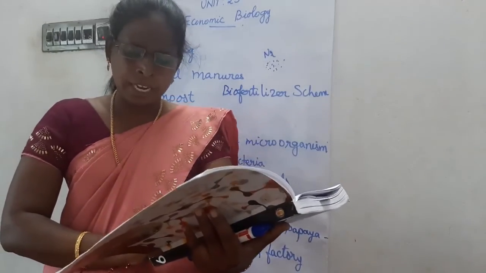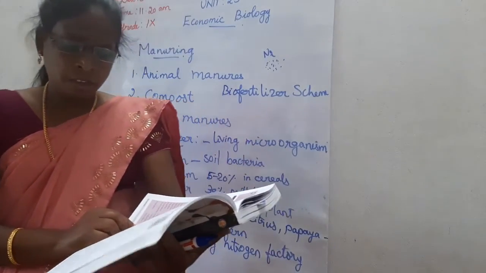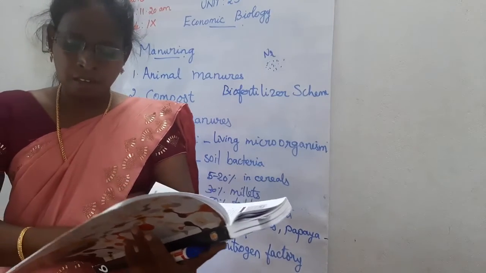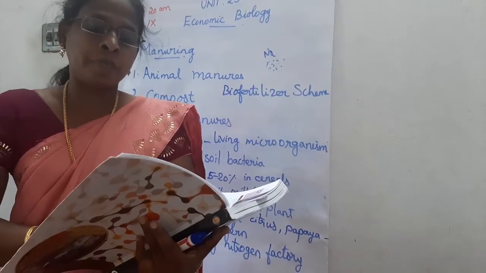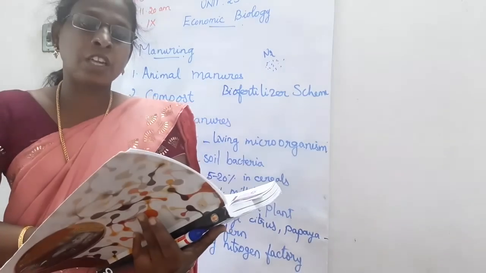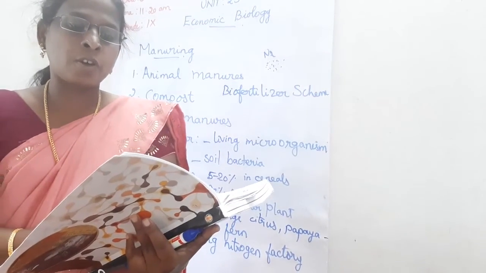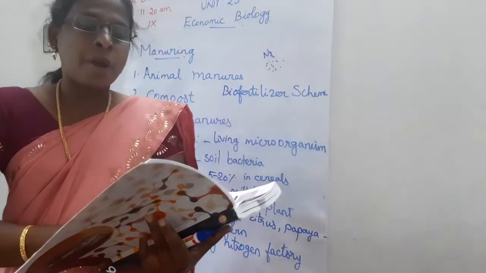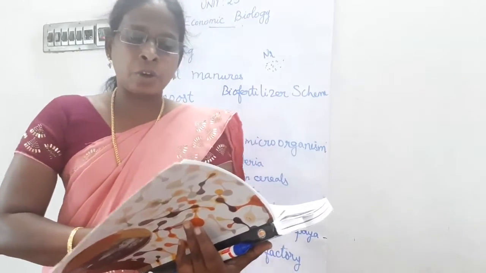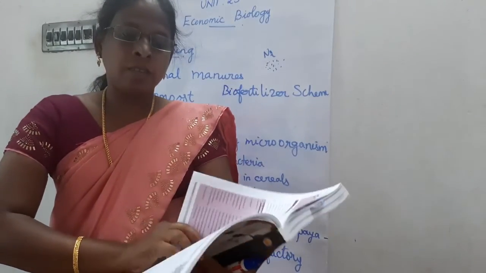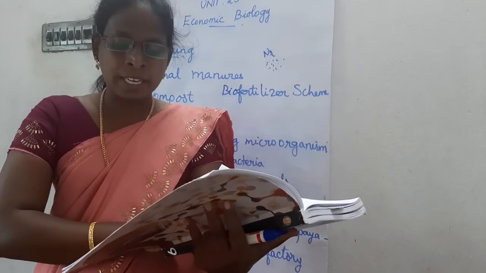Then the book back questions. Take page number 287. Choose Roman letter 1, choose the correct answer. 9th question. The symbiotic association of fungi and vascular plant is mycorrhizae. The answer is mycorrhizae.